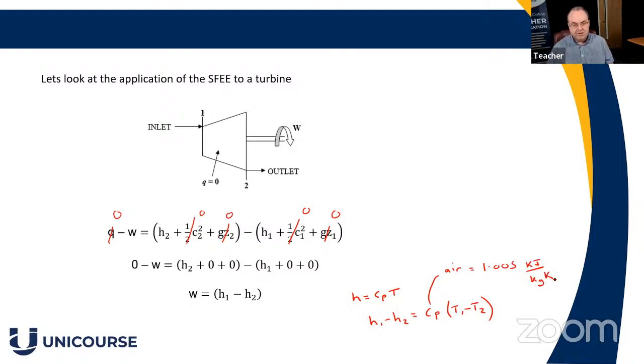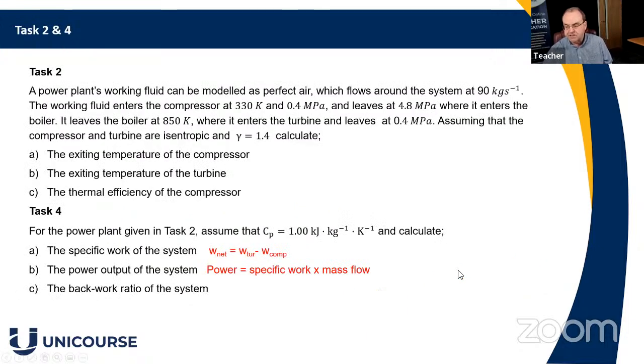So that should give you some sort of idea towards assessment tasks 2 and 4. Right, we're going to come to task 2 now, and I've included task 4 in there. There's a reason for doing it because they are linked together. So a power plant's working fluid can be modeled as perfect air, which flows around a system at 90 kilograms a second. So that's the mass flow.